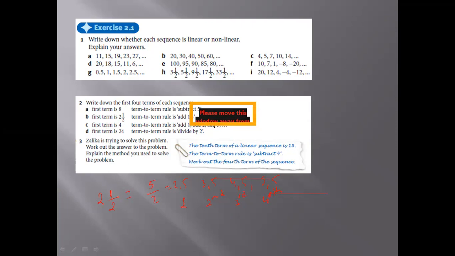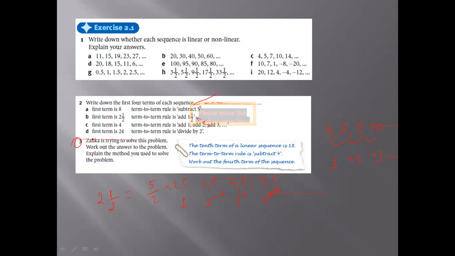I can't see this explanation. I'm so sorry, on my screen there's some problem. Okay, now. So the first term is 4. Add 1, add 2, add 3. Plus 1 is 5. And plus 2 is 7. Plus 3 is 10. And it's also non-linear because the differences are not the same: plus 1, plus 2, and plus 3.